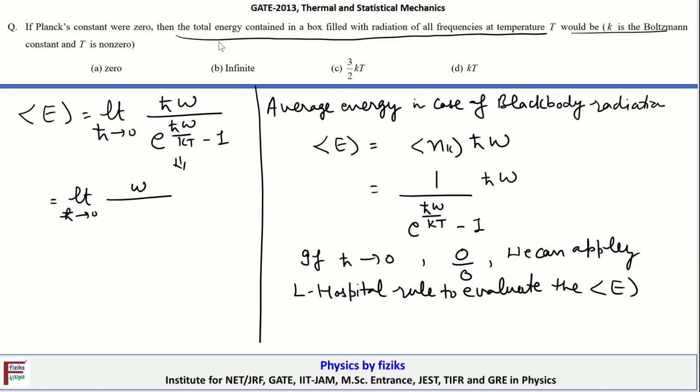Okay, now the differential of the denominator is e to the power ħω upon kT, and then again the differential of the exponent with respect to ħ, so that will give us ω upon kT. As ħ goes to 0, this exponential term reduces to unity. So ω and ω cancel with each other, and finally we are left with k_B T. So it's not the total energy, but it's the average energy. Okay, so therefore option D is the correct one here.